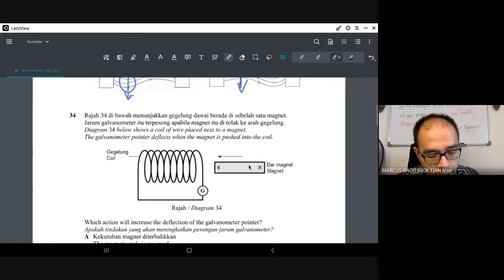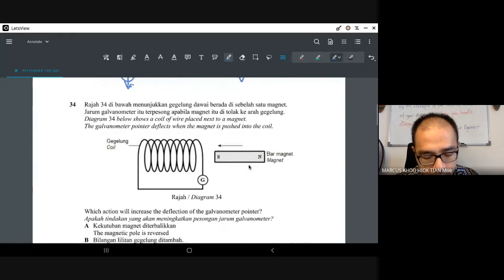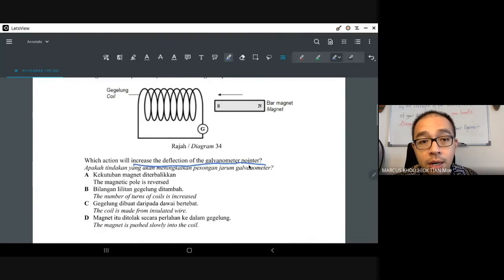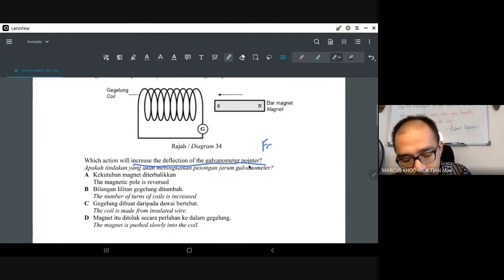Okay, diagram 34 shows a coil of wire placed next to a magnet. The galvanometer pointer deflects when the magnet is pushed into the coil. So which action will increase the deflection of the galvanometer pointer? Okay, a little bit of revision. Increasing the deflection of the galvanometer is Faraday's Law.